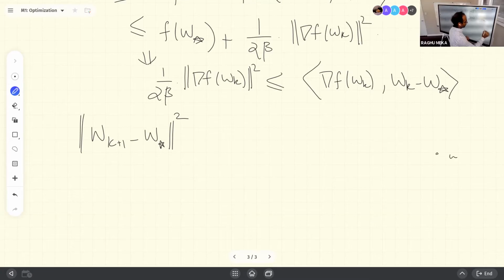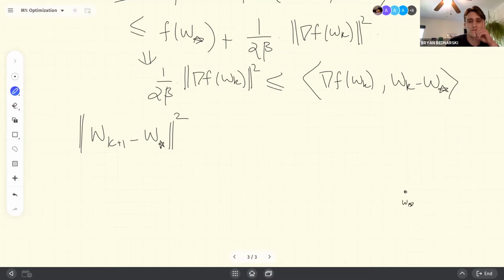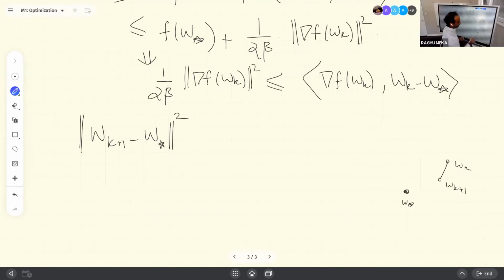Now here's my wk. I'm taking a gradient, going to wk plus 1, and then I have w star somewhere here. Maybe let me write it this way. Here's my wk. I'm moving to wk plus 1, and here's my w star. So the inner product tells me something about this angle, the wk minus w star and the gradient.